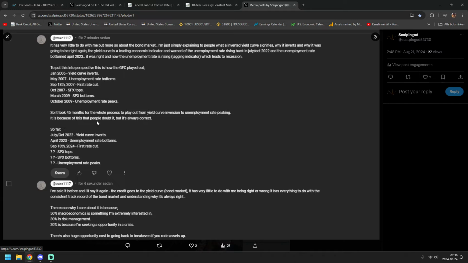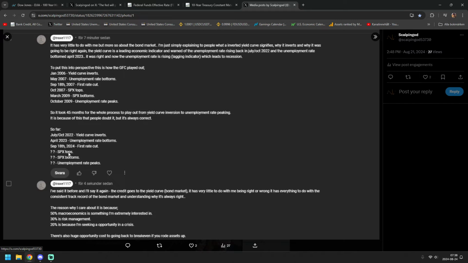It's because of this that people doubt, but it's always correct. So far, July and October 2022, the yield curve inverts. 10-year 2-year in July and 10-year 3-month in October of 2022. In April 2023, the unemployment rate bottoms. September 18th, 2024, exact same date, exactly 17 years later, they cut rates, or they're going to cut rates.